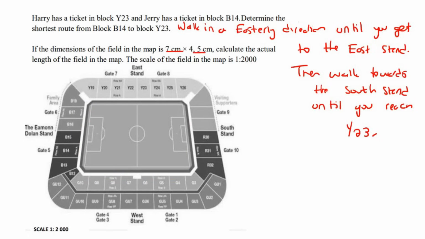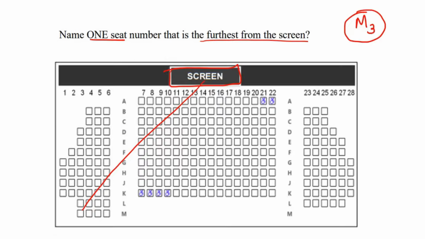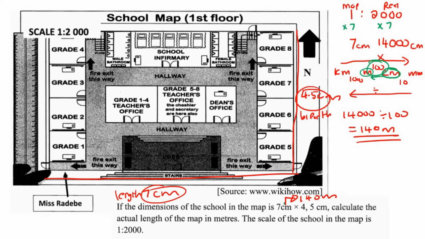Now, if the dimensions of the field, so the field is just this part over here, is 7 by 4,5, so 7 centimeters and 4,5 centimeters. I can see what they've done here. Can you see that these two questions are following the same question that I did earlier? If the dimensions are 7 centimeters, but now they're just saying map, and they're using the same scale.